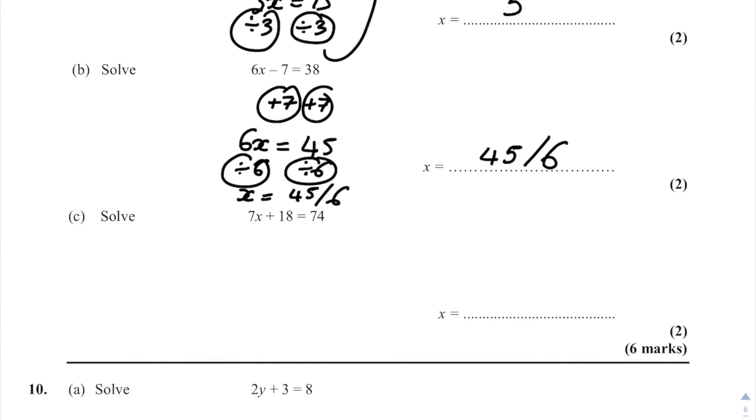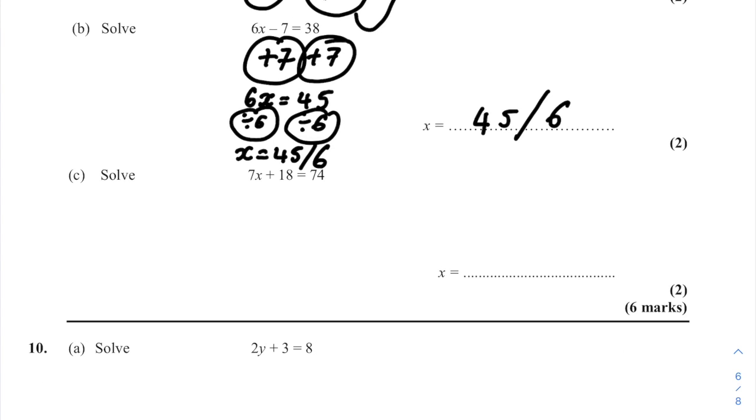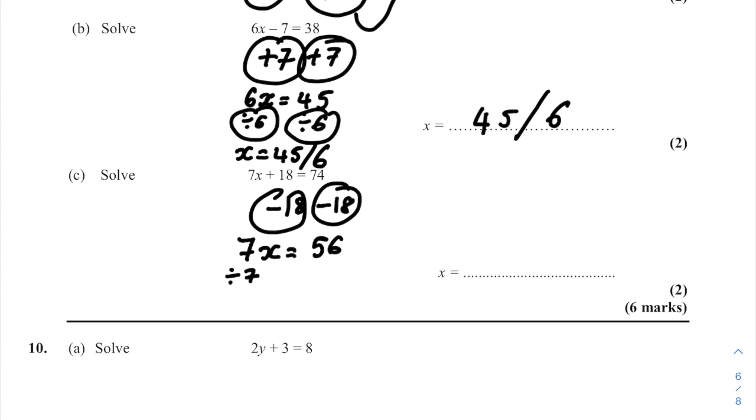So for C, we've got 7x plus 18 equals 74. Minus 18 from both sides, like so. Now we've got 7x equals 56. So we divide by 7 on both sides to get x on its own. And then you have x equals 8, just like so.